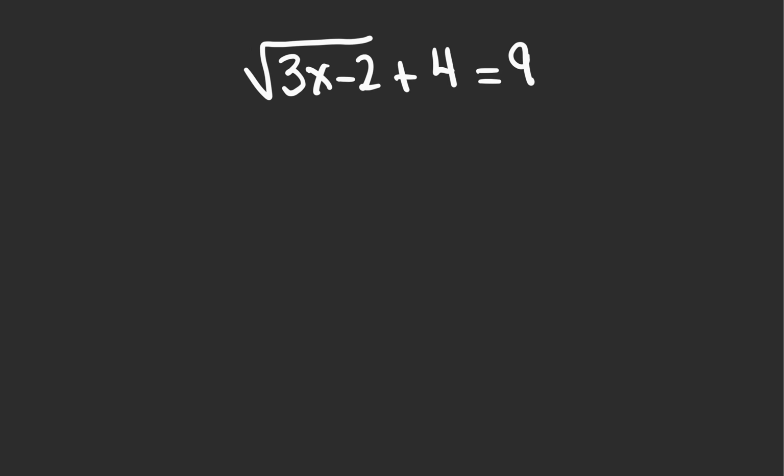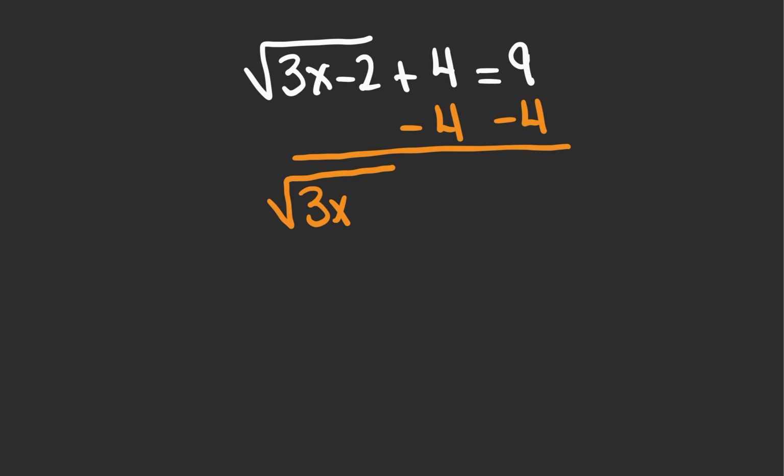For the next question, I have the square root of 3x minus 2 plus 4 equals 9. My first step is to subtract 4 on both sides, minus 4, minus 4. This will leave me with the square root of 3x minus 2 is equal to 5. I will then square both sides. This will leave me with 3x minus 2 is equal to 25.